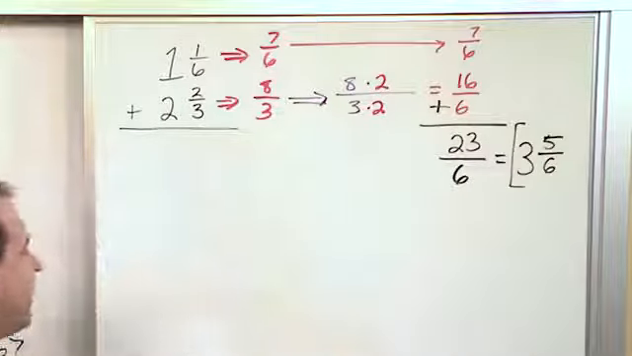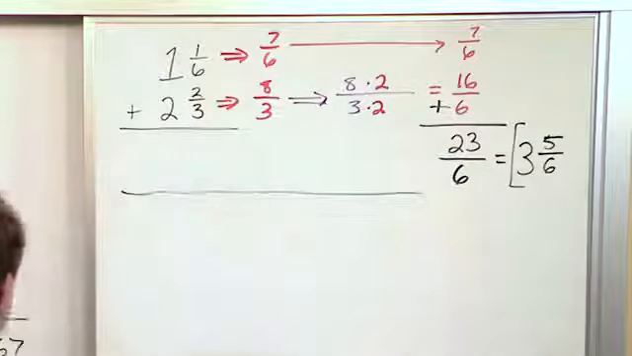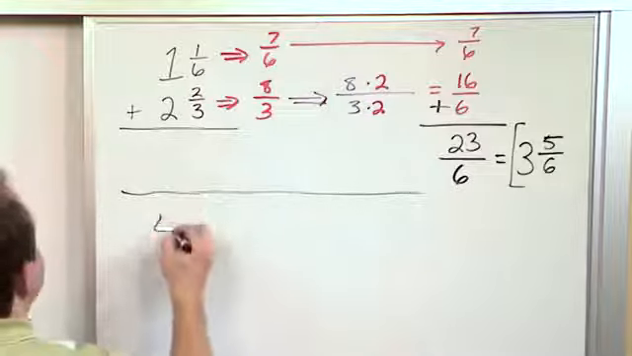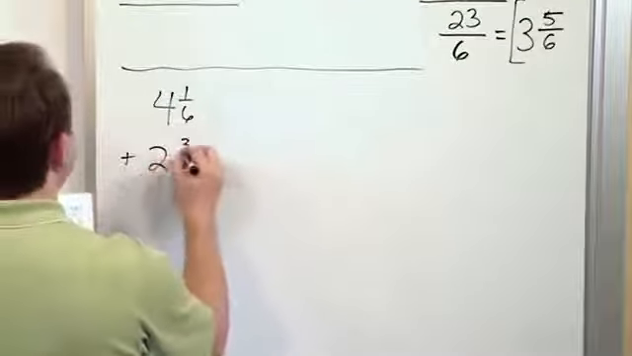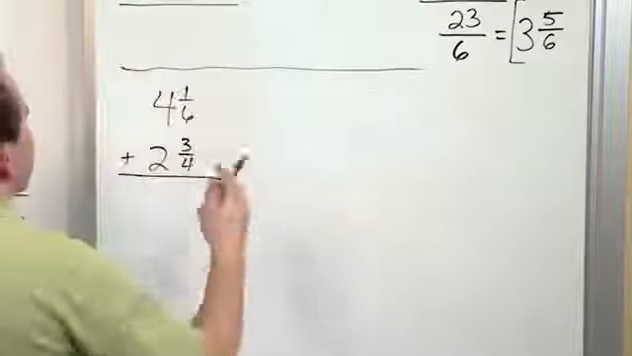Same steps. Every time we do it, we're just practicing our skills. None of this stuff is changing. It's just we're getting practice with different problems. Final problem, 4 and 1/6, and we add to that 2 and 3/4. And we're going to do it by changing these to improper fractions.